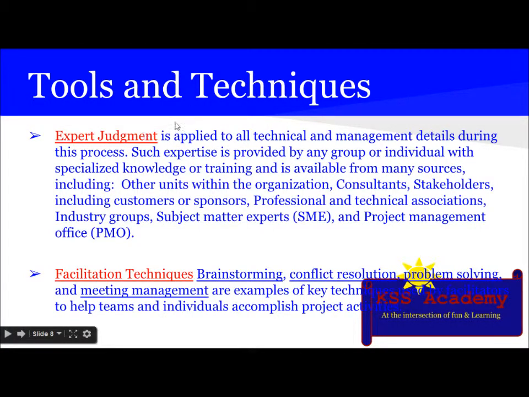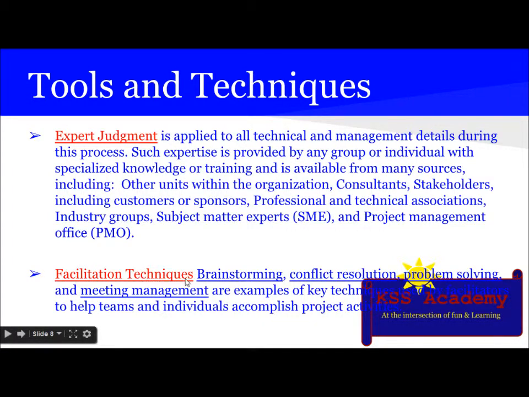Tools and techniques used. There are two tools and techniques used to develop project charter. One is expert judgment and other is facilitation techniques. What is expert judgment? Expert judgment is applied to all technical and management details during this process. Such expertise is provided by any group or individual with specialized knowledge or training and is available from many sources including other units within organization, consultant, stakeholders including customer or sponsor, professionals and technical association industry groups, subject matter expert and project management office, which is PMO.